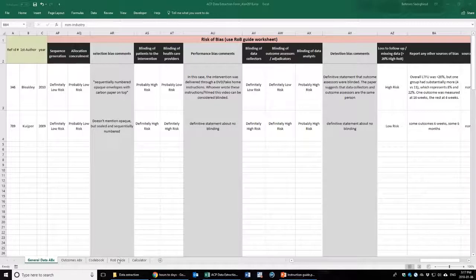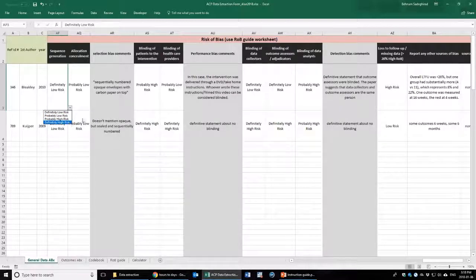The next section is risk of bias. In this section, we have questions about sequence generation, allocation concealment, blinding, loss to follow-up, any other bias you may perceive in the paper, and this is where we are recording the source of funding for the paper. Your drop-down menu options are definitely low risk, probably high risk, and definitely high risk.